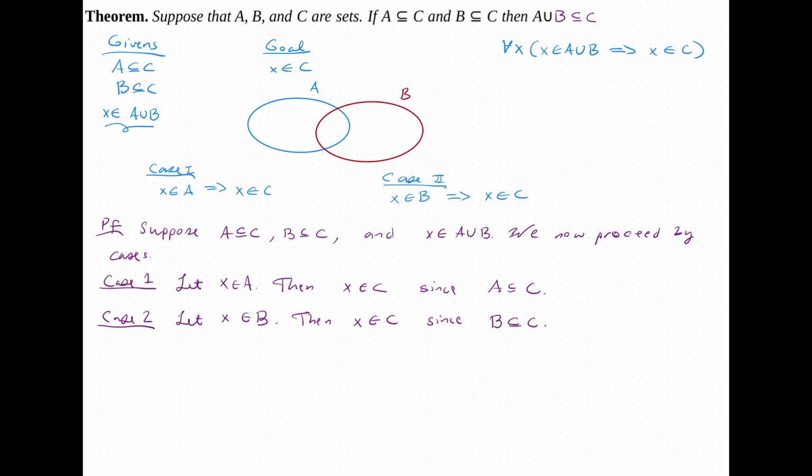And in both cases, now we have shown that if x is in the union of A and B, then x is going to be in C in both cases. And so now we can just conclude, hence, x is in C in both cases, which shows that A union B is a subset of C. And we're done.